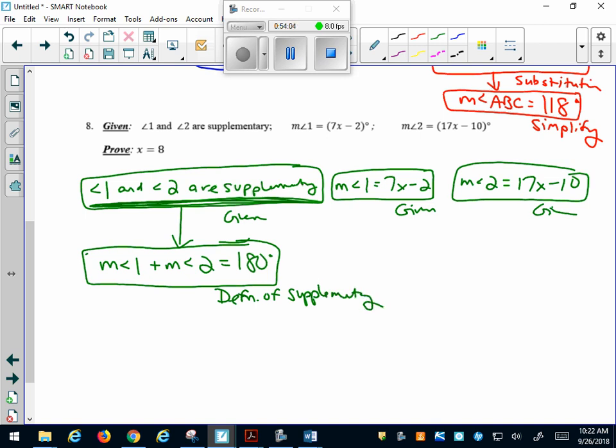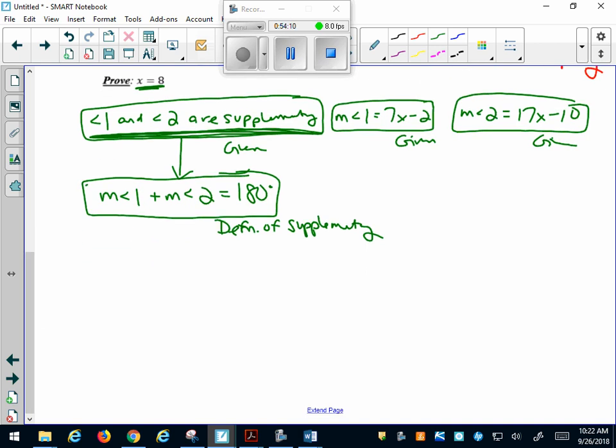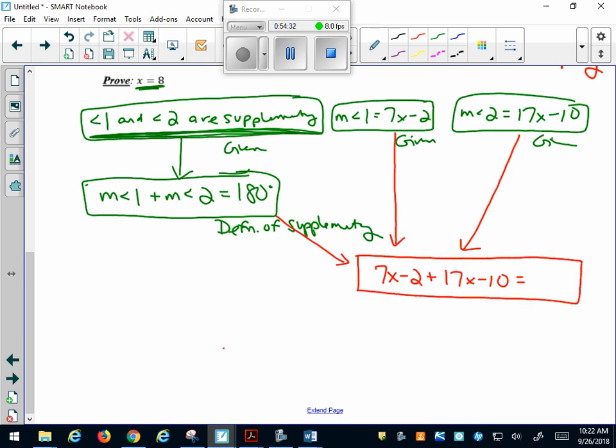So now we have an equation. I know we're trying to prove x equals 8, which is our clue that we're going to need an equation. So we've got all the information we need to be able to substitute. We're going to take measure of angle 1 equals 7x minus 2 plus 17x minus 10 for the measure of angle 2, and we're going to put it equal to 180 because we know they're supplementary, and we're using all three of these boxes here. So we have 3 arrows pointing to our new equation. From here it's just algebra.